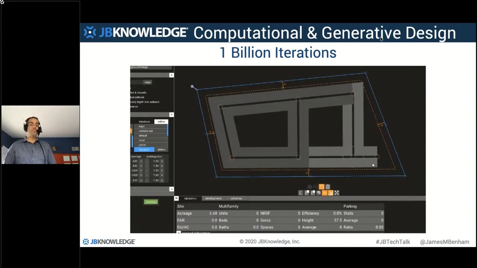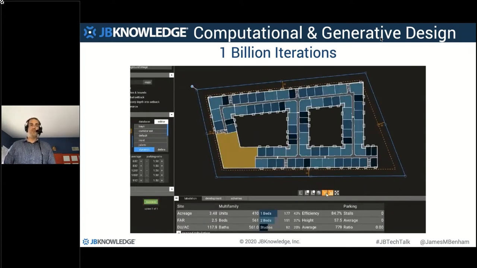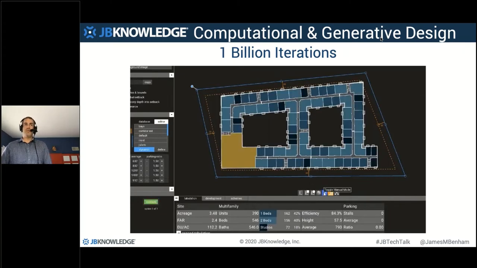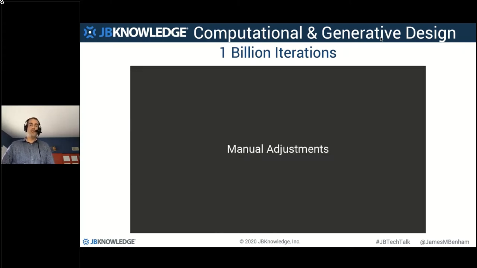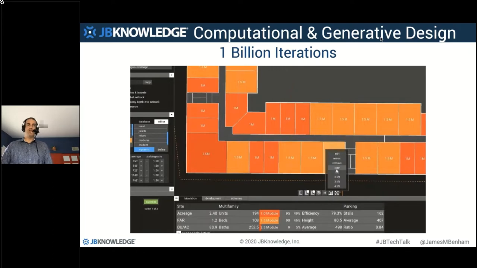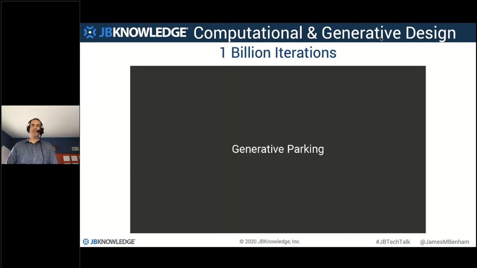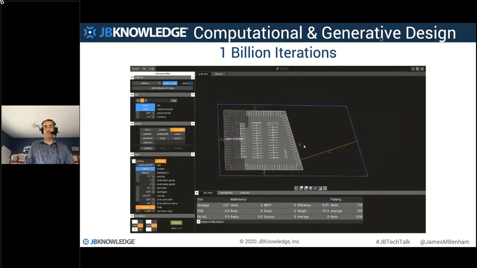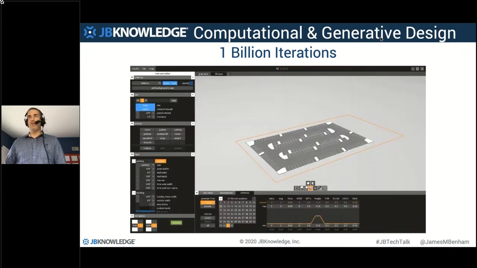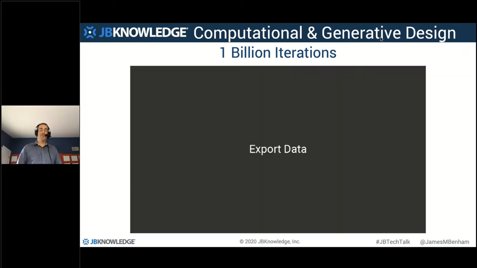You can tell it the mix you want, and then you can draw the size of the lot you have. And then the beautiful thing is it can automatically generate the optimal utilization, the optimal density of units inside of that space. You can automatically generate parking just by clicking and dragging on the parking lot. You can even tell it, they just rolled out yesterday the ability to put trees in the parking lot.